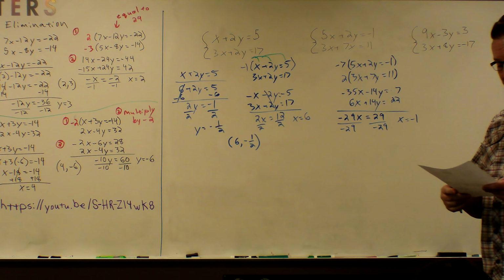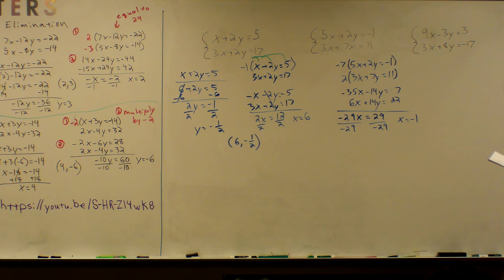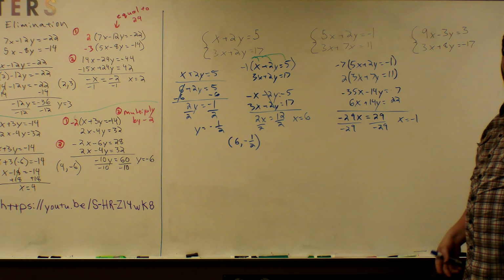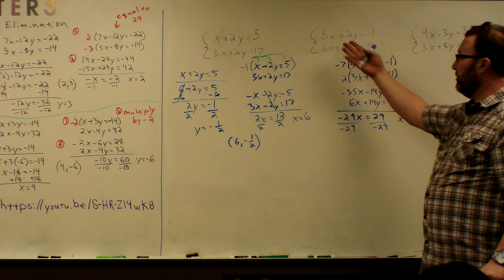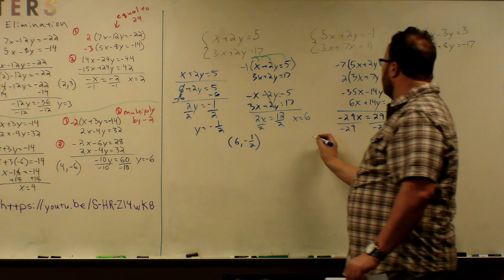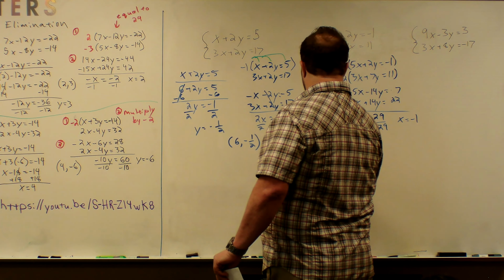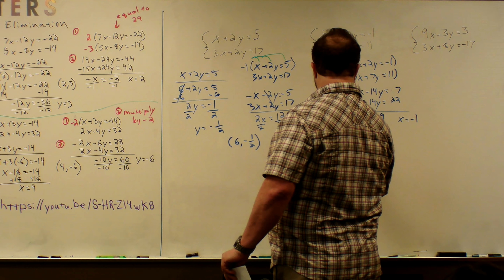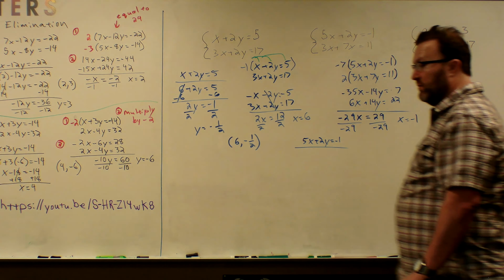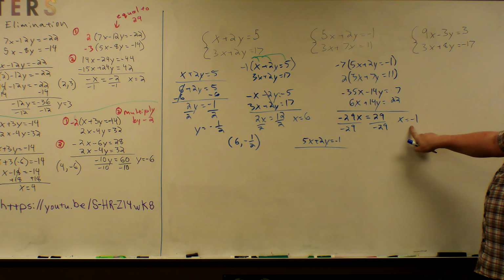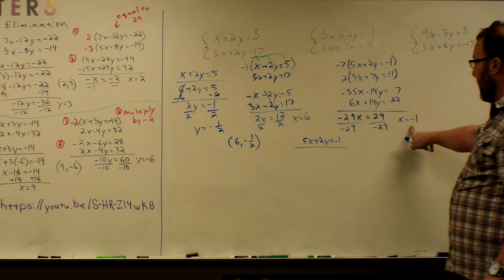Now I want you to notice something. We modified both equations, right? Correct? We modified both of them, so it doesn't matter. What I normally do is just take the top one. So we're going to take 5x plus 2y equals negative 1. We're going to draw a line underneath it. Then we're going to plug in our negative 1 for our x.